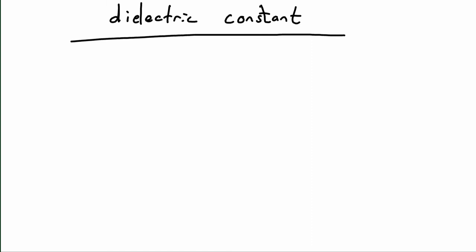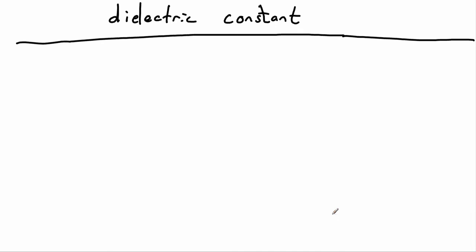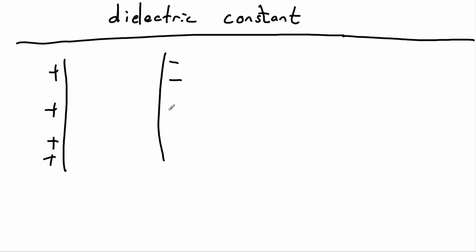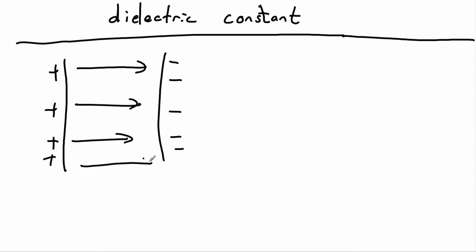One of the most important properties of any material is the dielectric constant. So what is the dielectric constant? Well, imagine we have two charged plates. So we've got positive charge here and negative charge here. And we have a vacuum between them. We know we can draw the electric field lines very simply from positive to negative charge.